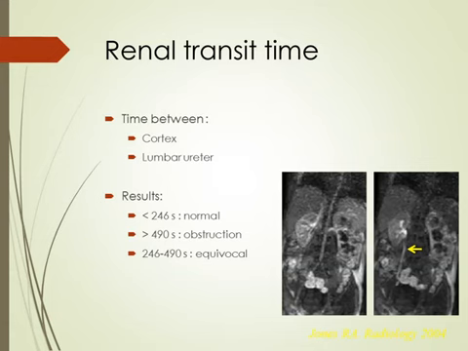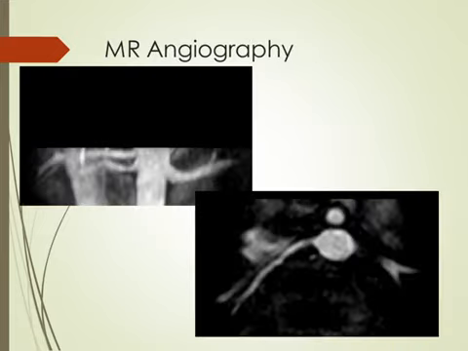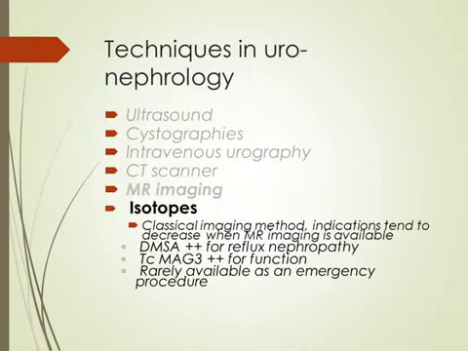Finally, renal transit time provides also information about the degree of obstruction, indirectly function of the kidney. The time between the hypersignal of the cortex and signal into the ureter can be determined, and according to the number of seconds, you can determine normal, equivocal, or obstructive pattern. Several sequences like MR angiography provide very nice images about the renal vasculature.